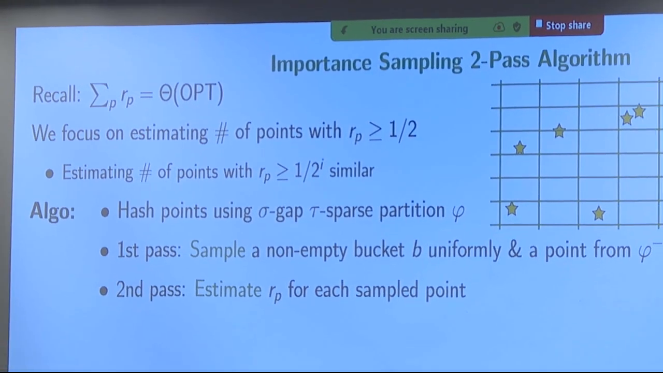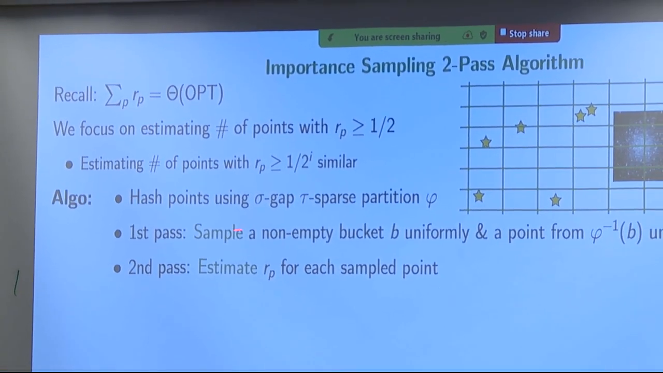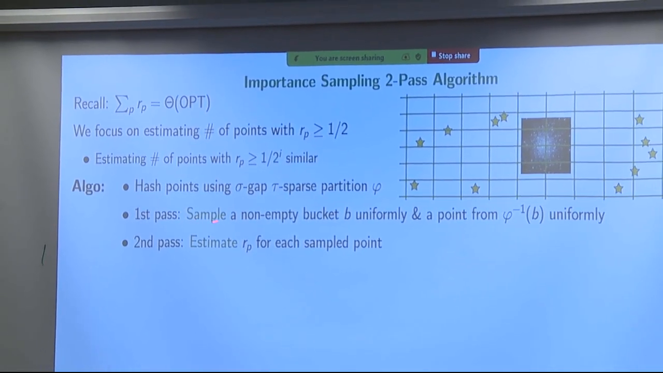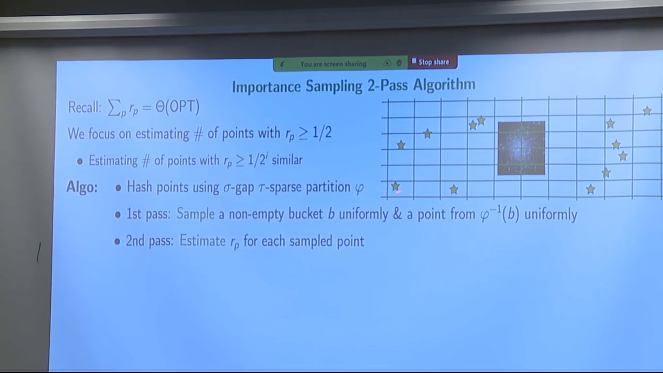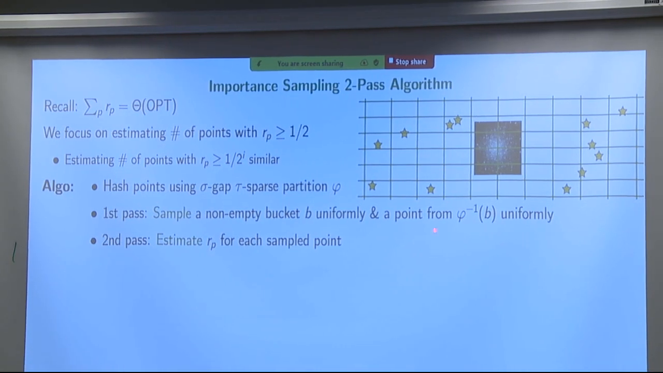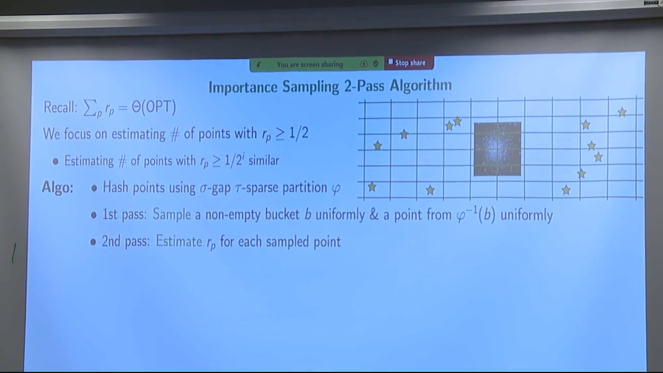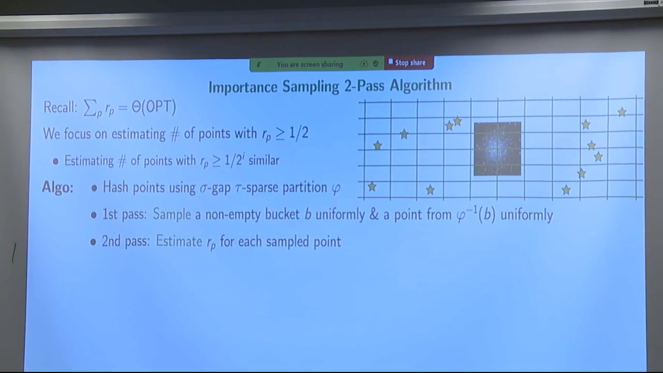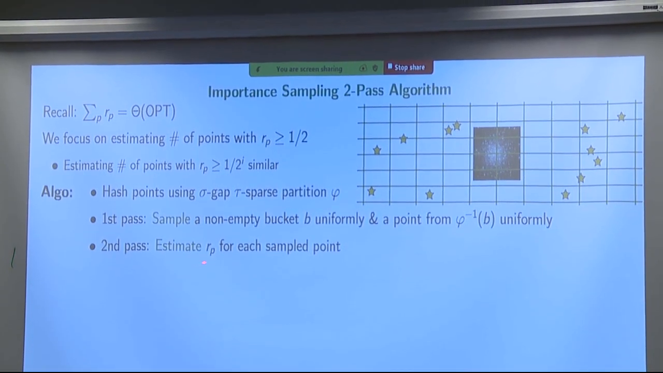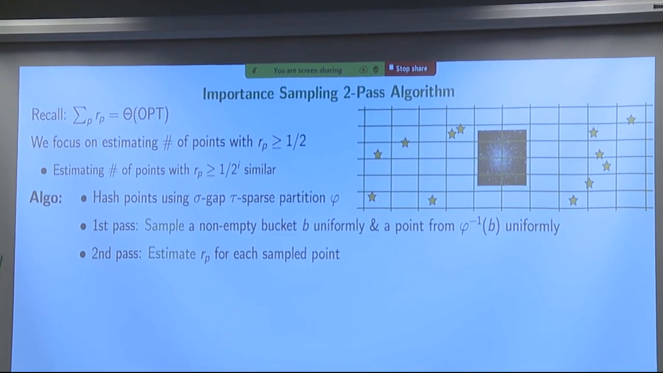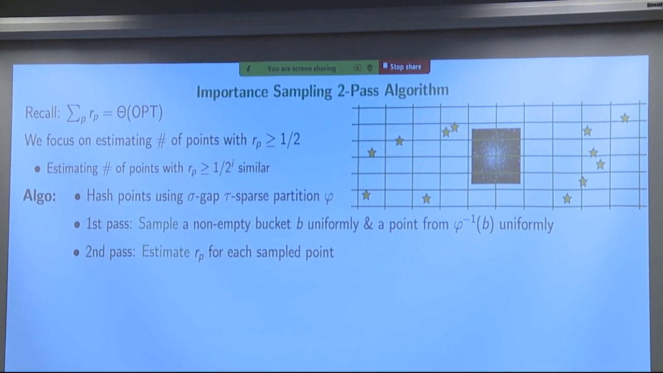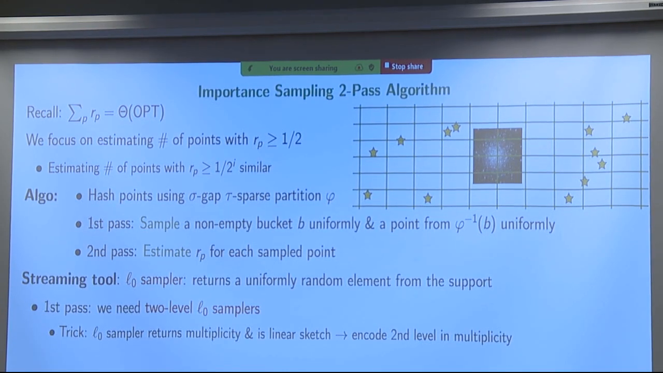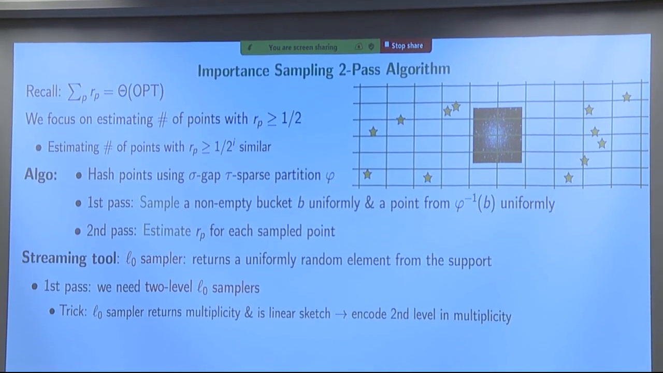So we impose this sparse partition as a form of hash function. In the first pass, we sample a non-empty bucket of this partition, and from this sampled bucket, we sample a point. I will tell you in a second how. In the second pass, we estimate the RP for each sampled point using this counting of concentric balls. It's easy.